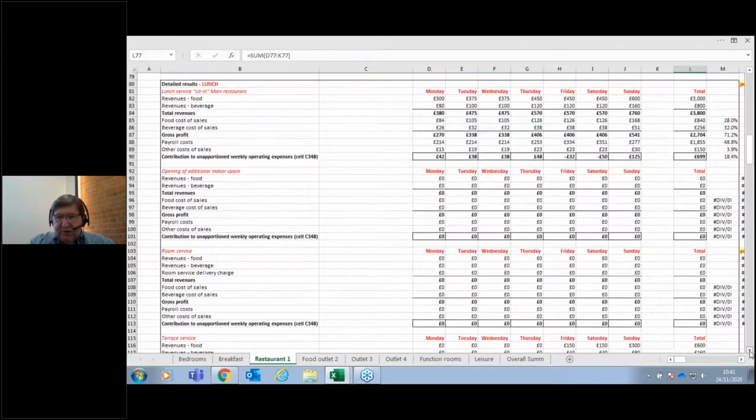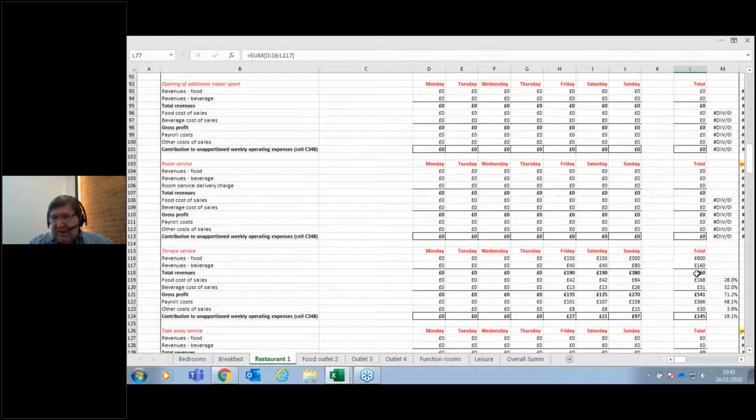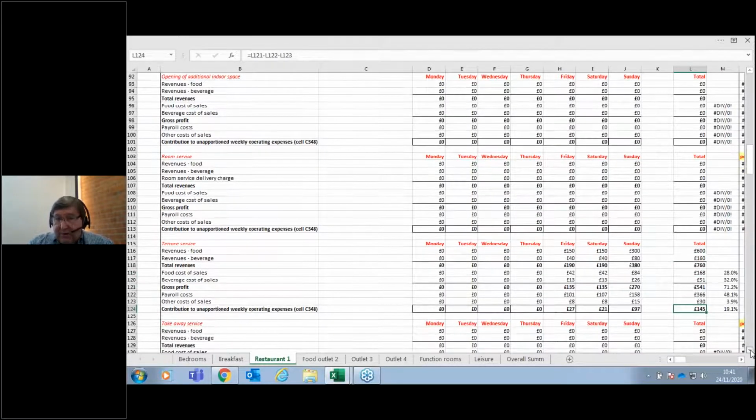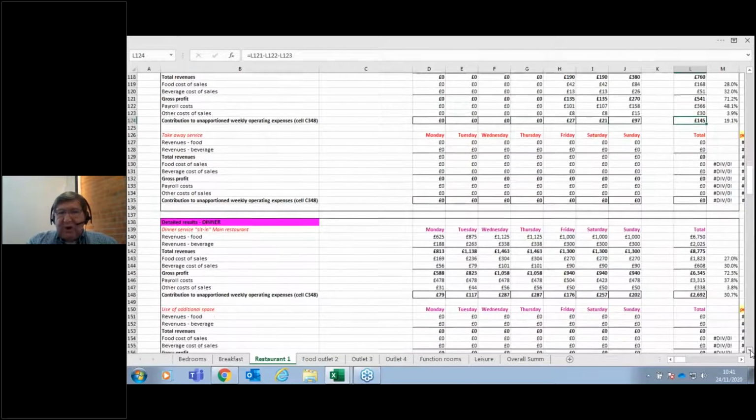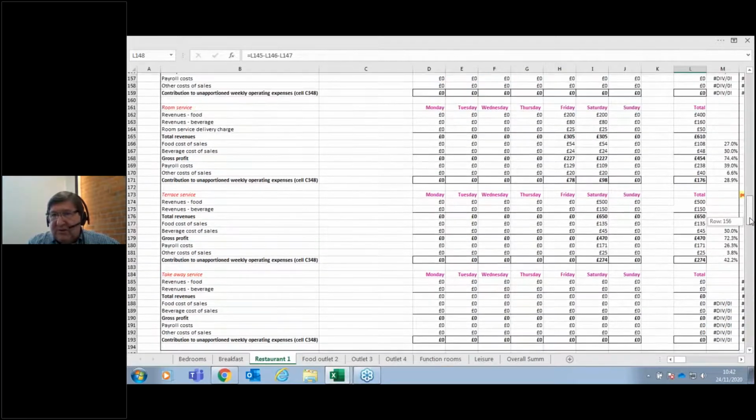If we scroll on down, we offered terrace service for lunch on 3 days. So there's our revenue, our food and beverage cost of sales, our staff. So we made a £145 contribution. Looking at dinner then, again, the analysis of dinner broken down by sales type, cost of sales and staff costs and other variable costs. So we made a £2,692 contribution to fixed costs from that particular service area during the week.